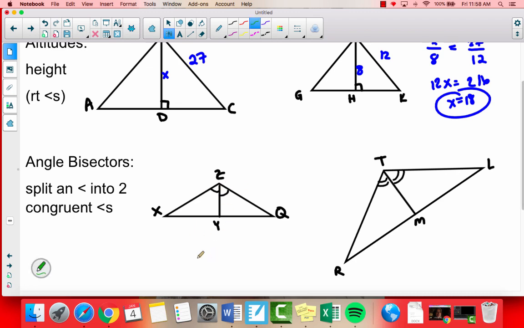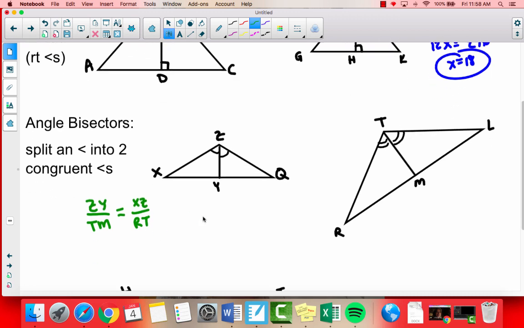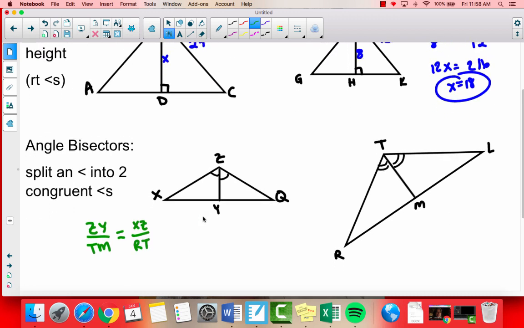I'm going to use the angle bisector on the top, so ZY over TM. So angle bisectors first, and then is going to be congruent to the ratio of some sides. So XZ of the first triangle, and then RT of the second triangle. And then just like the altitudes, if I gave you some numbers and variables, you'd plug it into your proportion and you'd solve. All right, so there's not much variation in these. You just have to know that it works for altitudes and angle bisectors.